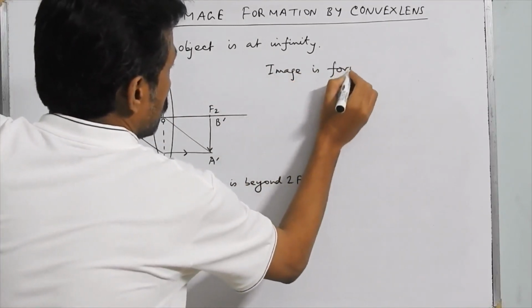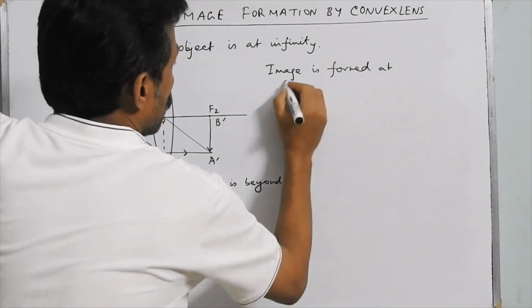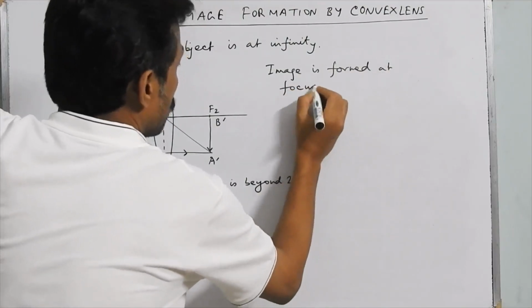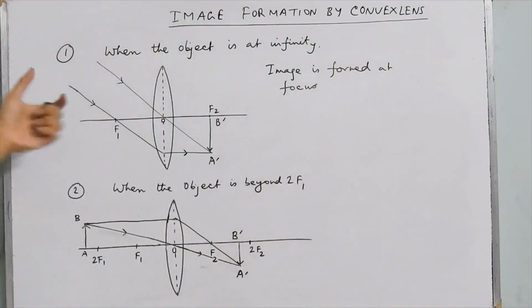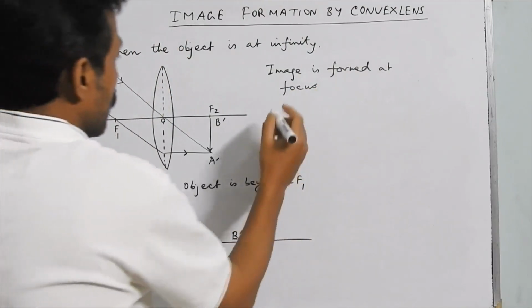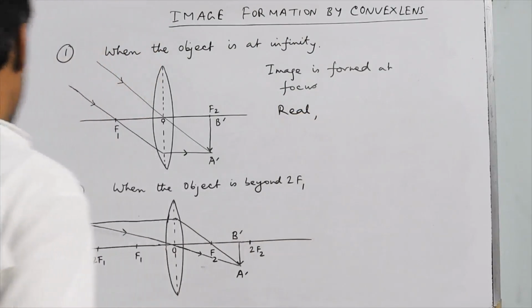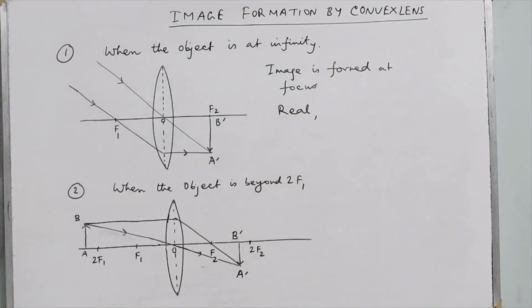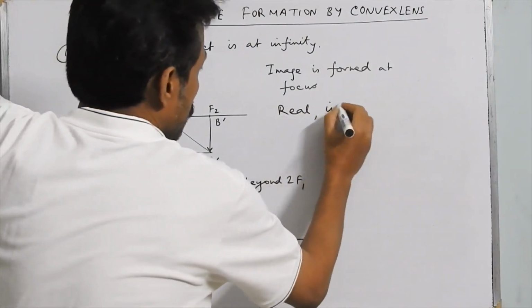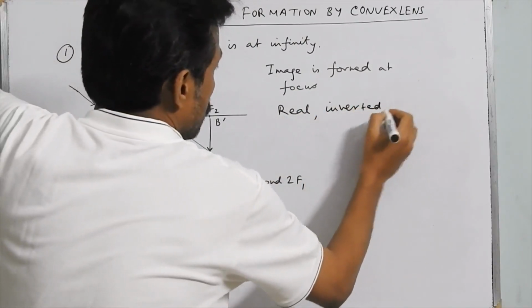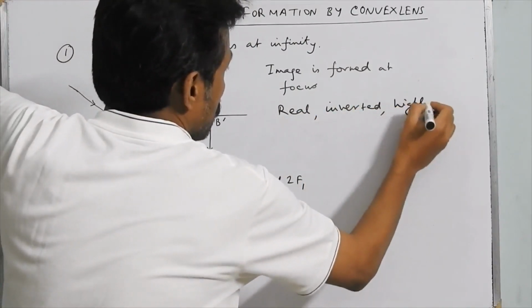The image is formed at the focus on the other side as that of the object, on the other side of the lens. So it is a real image. It is inverted. Real images are always inverted, and it is highly diminished. It is very much diminished.